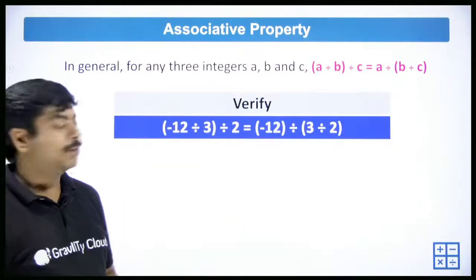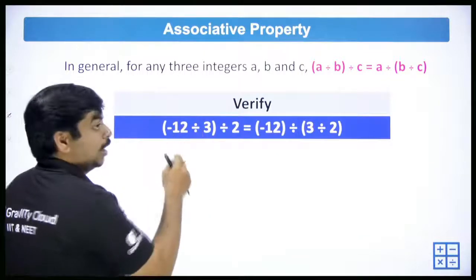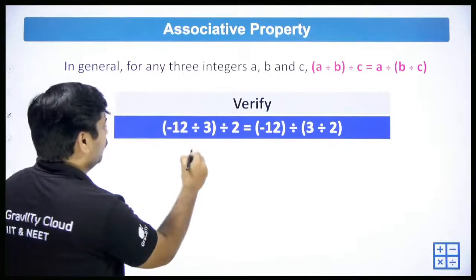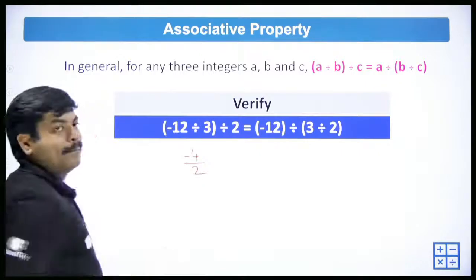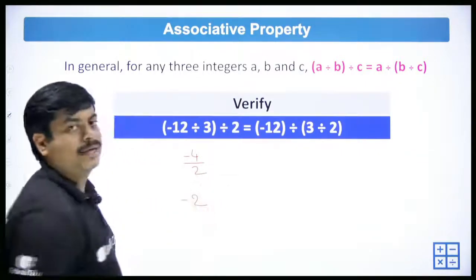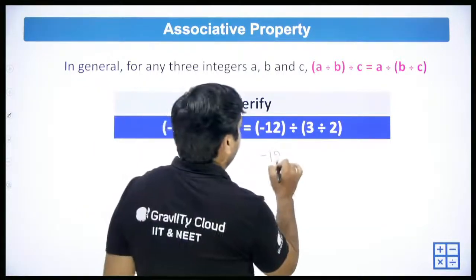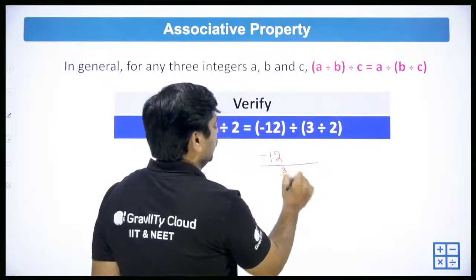So let me take a small question. Minus 12 divided by 3. 12 by 3 is 4, correct? So 4, and we have a negative: minus 4 divided by 2. Minus 4 divided by 2 will give you minus 2 as the answer. Let us take that here. Minus 12 divided by, this is 3 by 2. Minus 12 divided by 3 by 2.